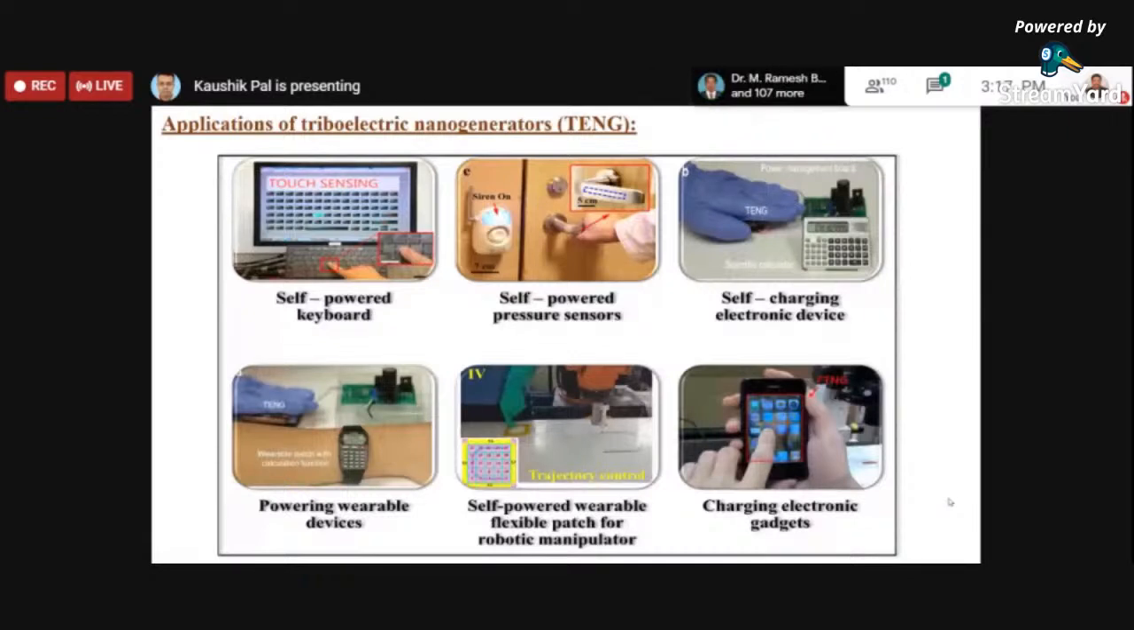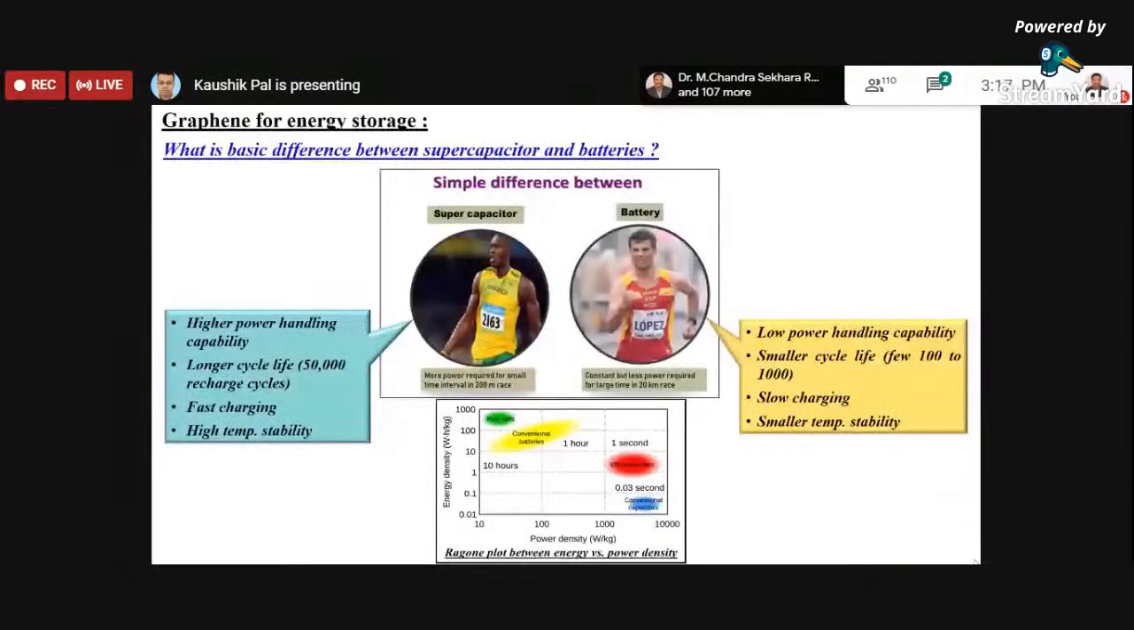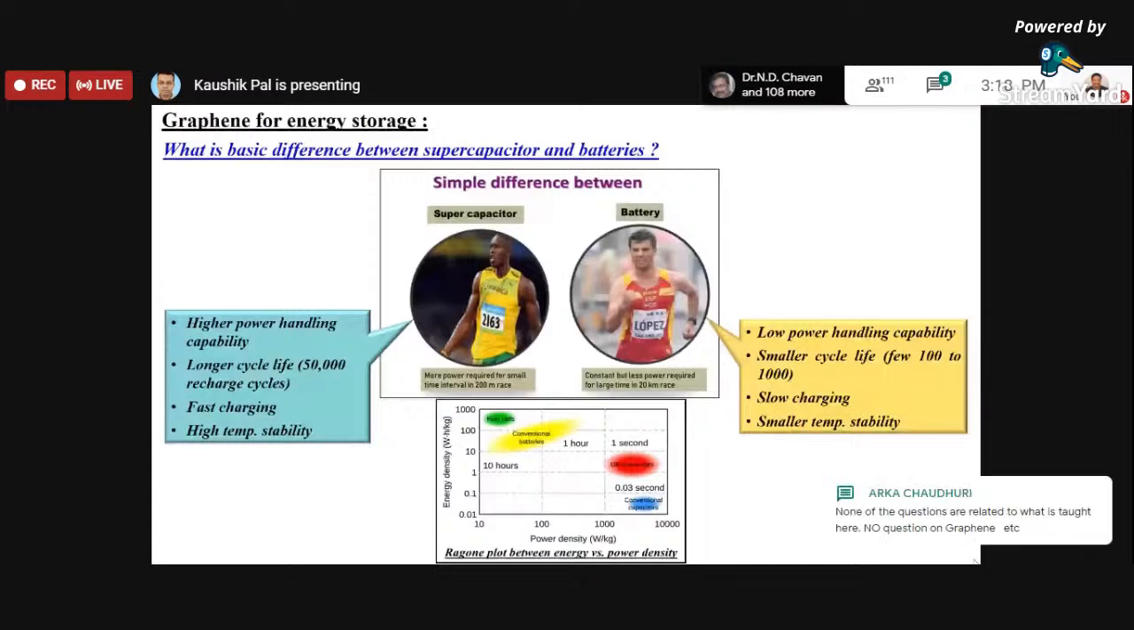Now come to the supercapacitor, not the battery. I'll give you an easy example of the meaning of a supercapacitor and the meaning of a battery itself. We are working on the supercapacitor side. So what is the basic difference? Both are storing energy, both are releasing energy. But what is the difference? The difference is that one is the short distance runner and the other is the long distance runner.